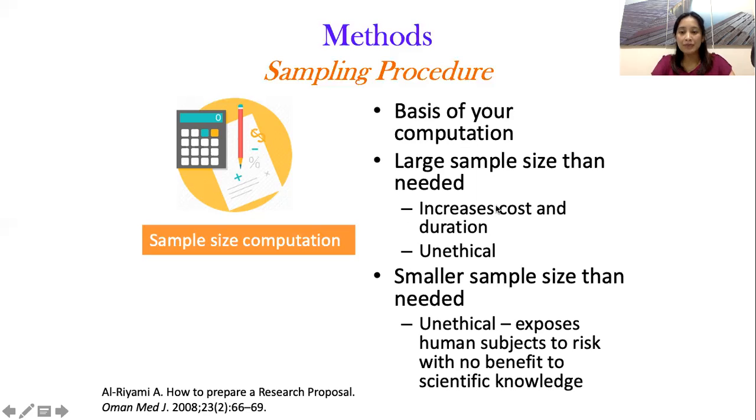If the sample size is too large, it increases the cost and the duration of the study, and it's also unethical, especially if you are doing an interventional study, because you're essentially experimenting on people. So that's considered unethical. If you have a smaller sample size than needed, it is also unethical because it exposes human subjects to risk with no benefit to scientific knowledge. Because if you have a smaller sample size and you're not able to generate any valid conclusion, why expose them? Why waste their time? So that's unethical also.